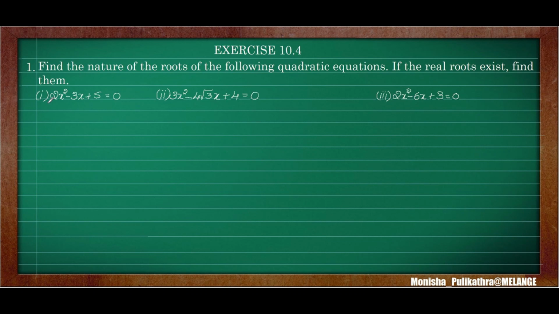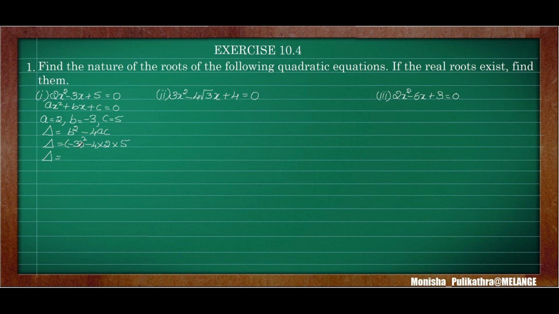So here the first question is in the form of ax square plus bx plus c is equal to 0. Here a is equal to 2, b is equal to minus 3 and c is equal to 5. So first we need to find out the nature of the roots. In order to find the nature of the roots, we need to use the discriminant formula, that is delta is equal to b square minus 4ac. So delta is equal to b square, where b is minus 3 here. So we need to substitute minus 3 whole square minus 4 into a is 2 and c is 5.